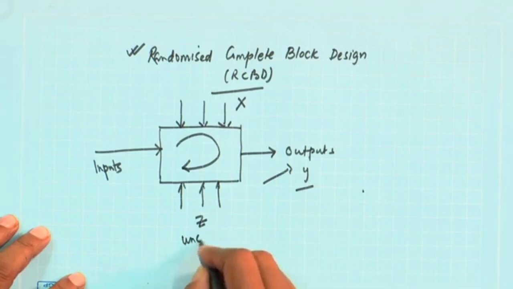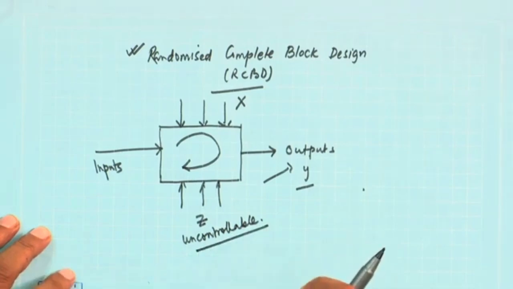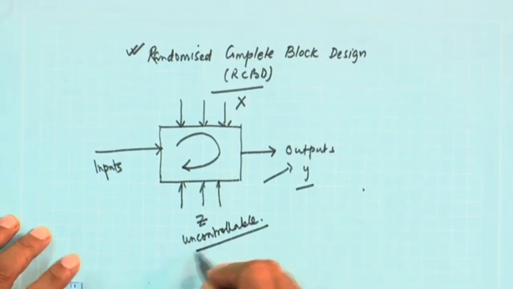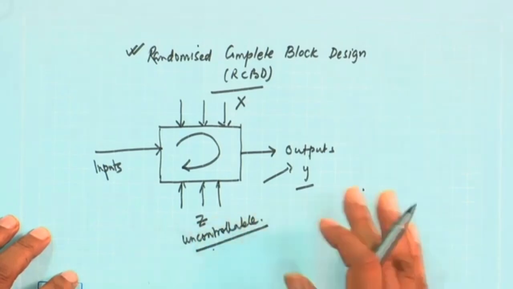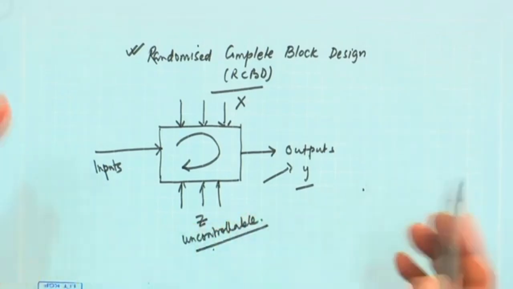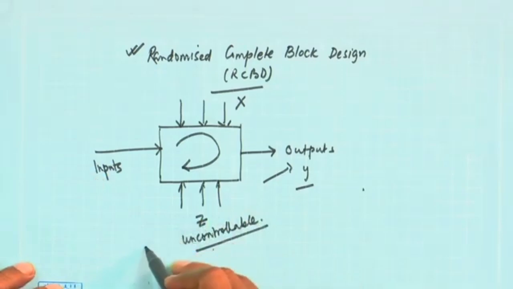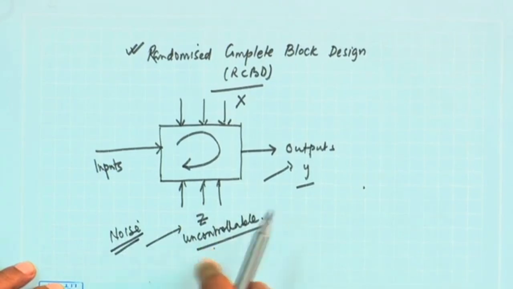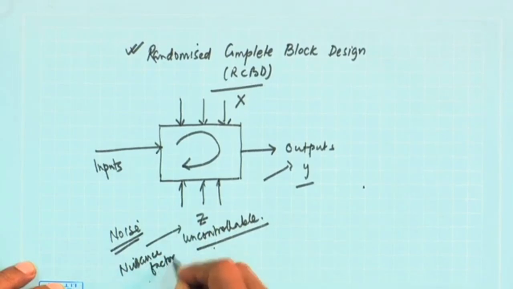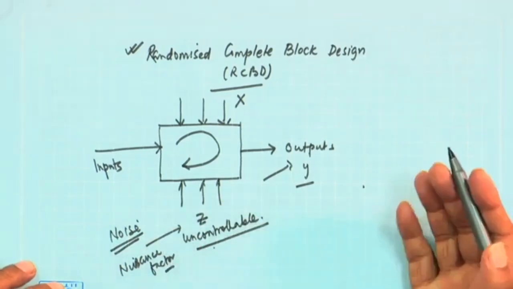Now, these uncontrollable factors, and sometimes we can control them but we will not control them because of cost and other things. But whether controllable or uncontrollable, in this situation they are sometimes treated as noise. So, this is basically a nuisance factor. Now, this nuisance factor cannot be ignored all the time.